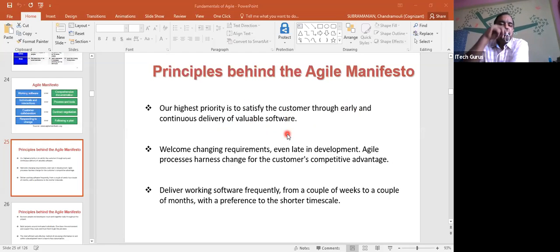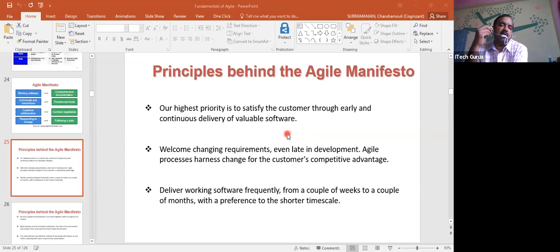So what is very important here? We need to give continuous delivery of valuable software. What do you mean by continuous delivery of valuable software? It is not that one delivery we are giving in 1 week, another one in 2 weeks, another one in 3 weeks, another one in 6 weeks, like that. No, it should be continuous delivery of valuable software. In fact, each and every word is very important. Our highest priority is to satisfy the customer. How will you satisfy the customer? Through early, yes, you need to give it early, and continuously you need to deliver. What you need to deliver? Valuable software. And the next one is welcome changing requirements even late in the development.